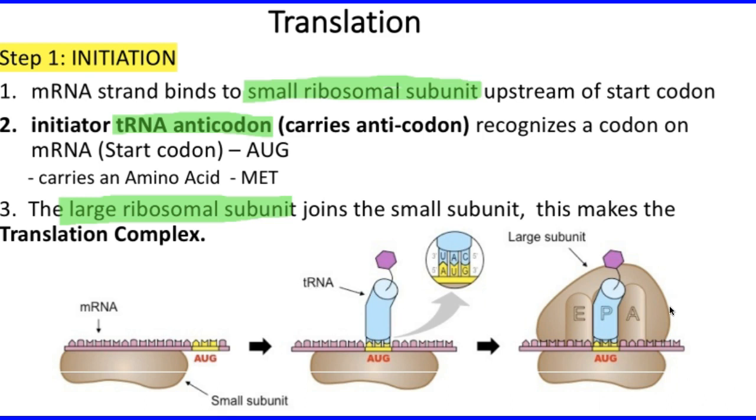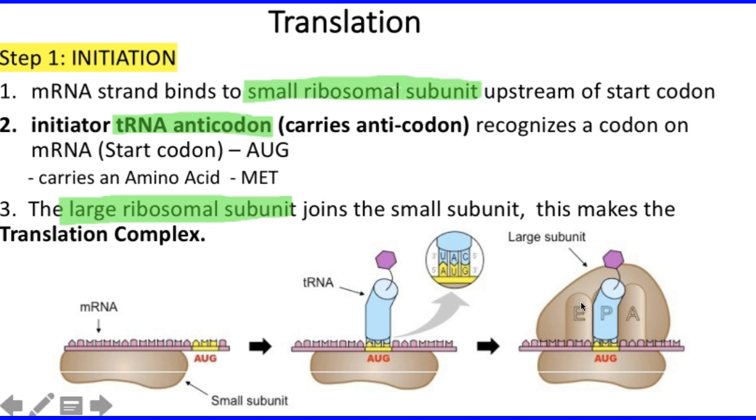After that happens, guess what comes into play? Our last piece of our ribosomal subunit, because a ribosome actually has 2 parts. It has a small portion or subunit and then a large subunit. So now we have the large ribosomal subunit come and join the small one, and this makes all together the translation complex right here. One thing I want to point out to you are these 3 different sites you see right here on this ribosome. There's an A site, a P, and an E site.